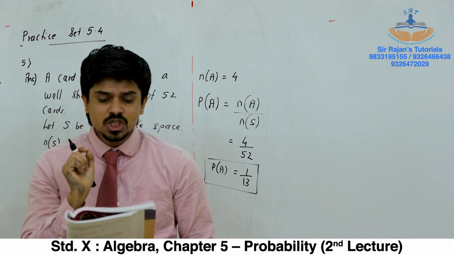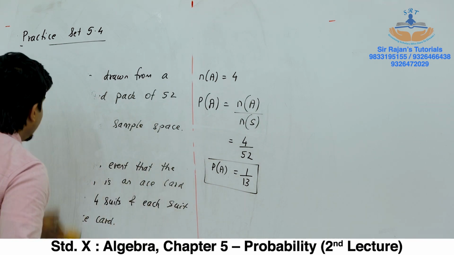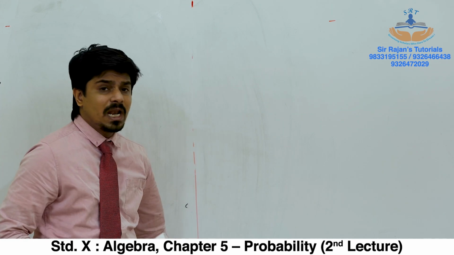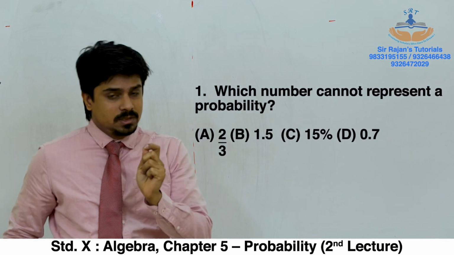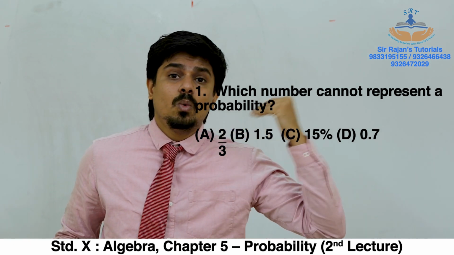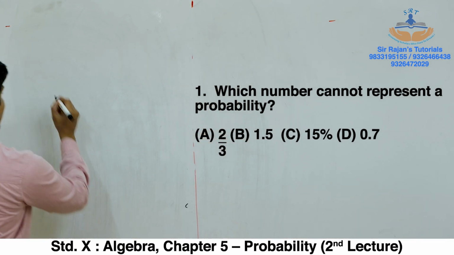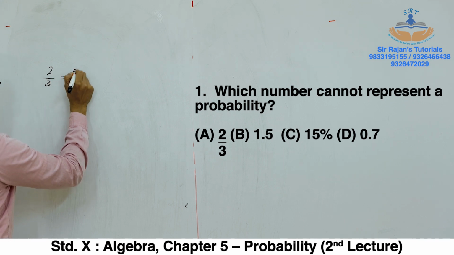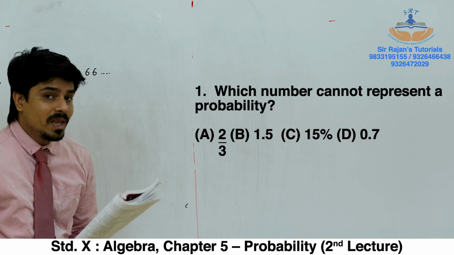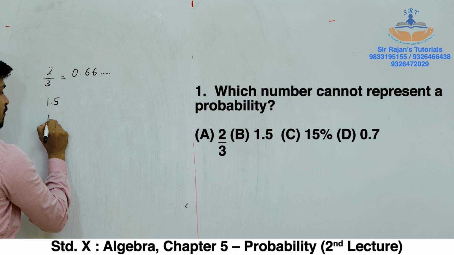Question number 1. Which number cannot represent probability? Now, if you remember, I had told you in this chapter that the value of probability has to lie between 0 and 1. 0 can be the answer, 1 can be the answer. 0 से कम नहीं हो सकता है, 1 से ज़्यादा नहीं हो सकता है. Now first number 2 upon 3. Now when I say 2 upon 3 in decimal form, it will be 0.666 recurring. Then 1.5. Then you have 15%.